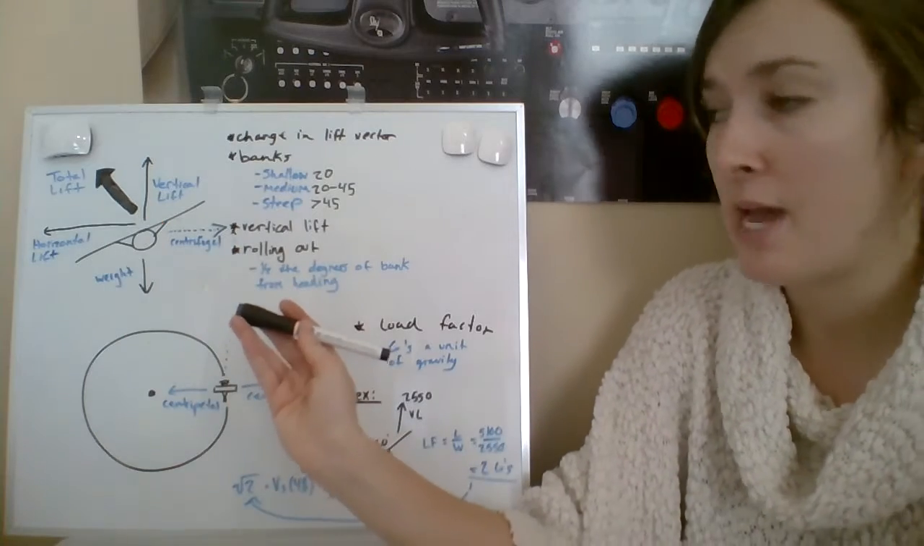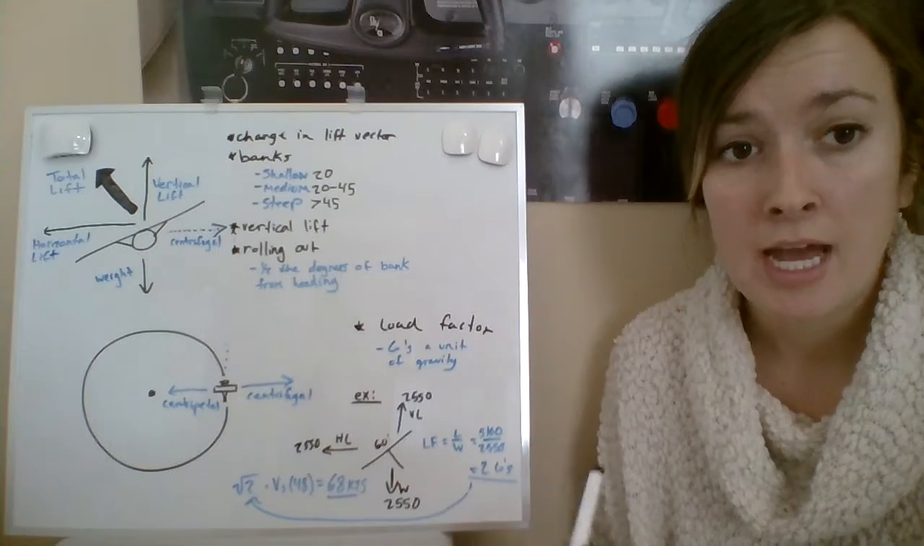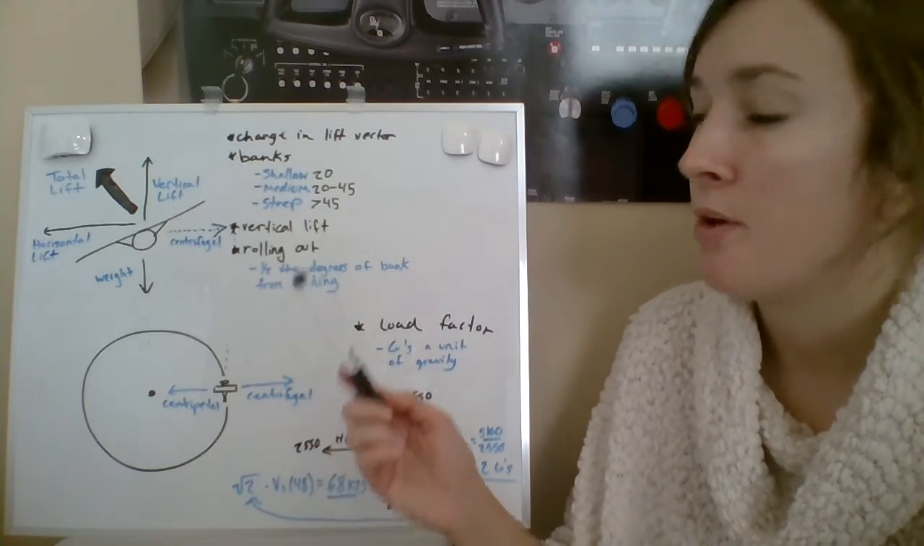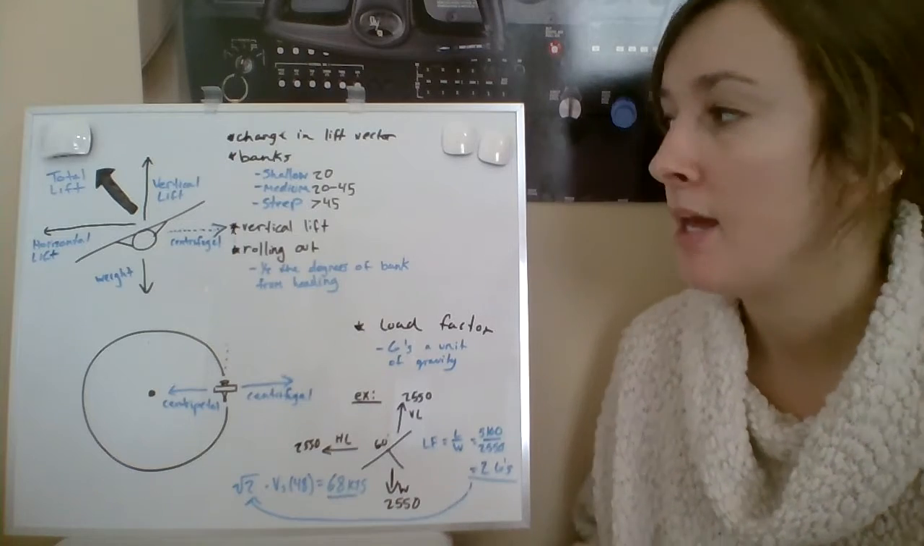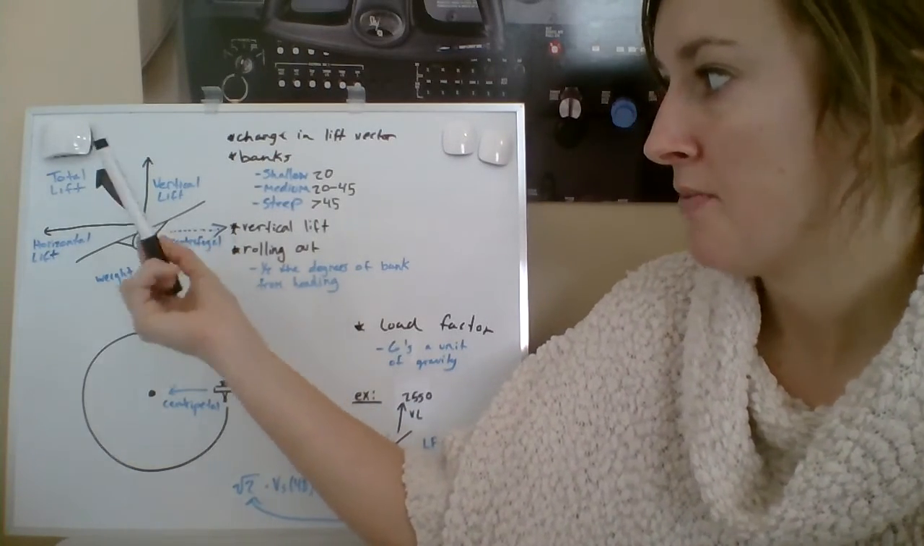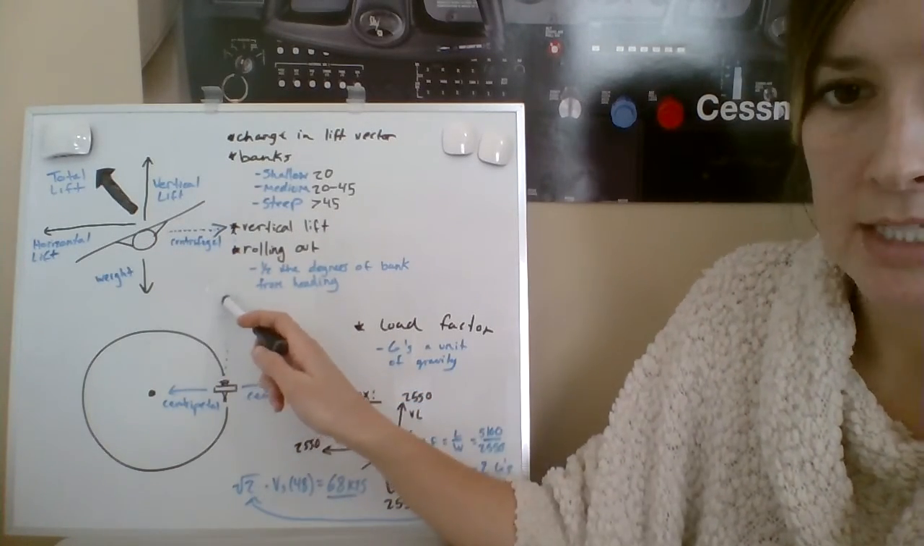Now, because we have this horizontal component of lift pulling us in, and we have that centrifugal force pulling us out, counteracting that, we have what's called load factor acting on the aircraft, which is the ratio of the total lift and the total weight of the aircraft. So we have this total lift vector, and so we will have our load factor counteracting that.